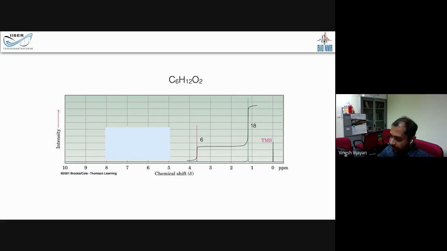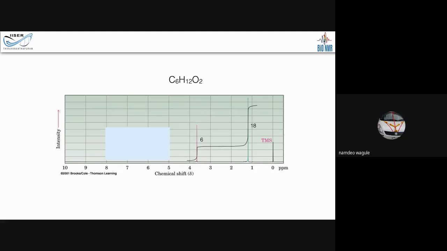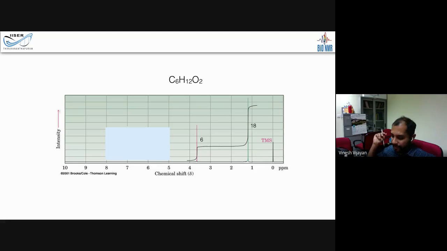Otherwise, what you have to do, you just have to add 18 plus 6, 24 units corresponds to 12 hydrogens. So what will 1 hydrogen correspond to? That will be 2 units. So 24 divided by 12 is 2 units, right? So 6 by 2, this will be 3, and 18 by 2, that will be 9. Okay.